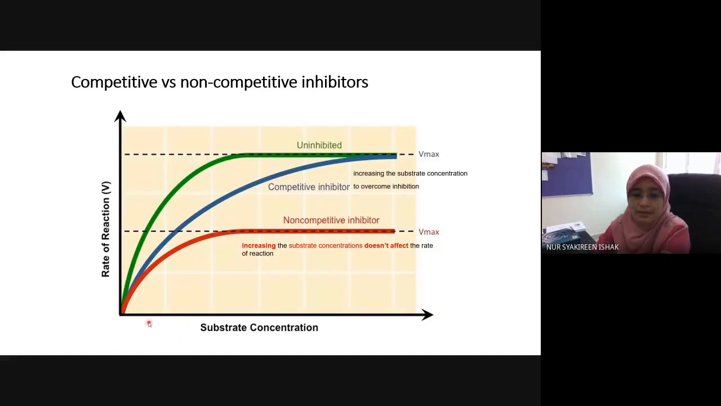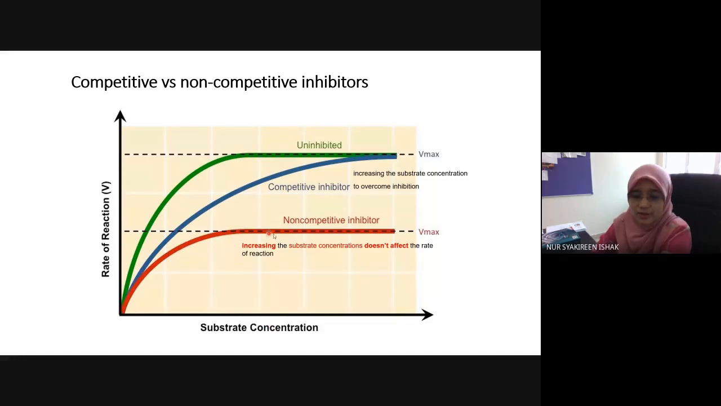But if you add competitive inhibitors to the reaction, as you can see, the rate of reaction will start to slow down. But as you add more substrate to the reaction, the reaction will be completed, or it reaches maximum velocity, the same as the reaction without the inhibitor. But the reaction occurs much slower. So in order to overcome the effect, you add more substrate to the reaction.